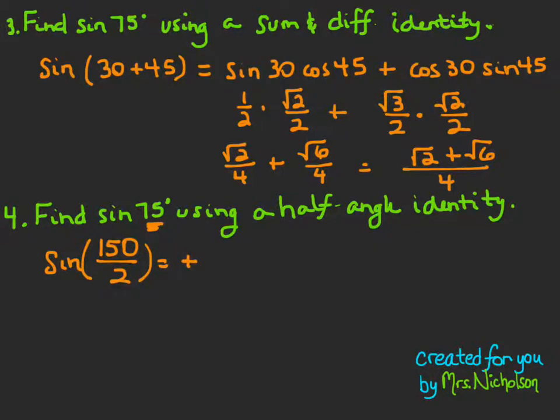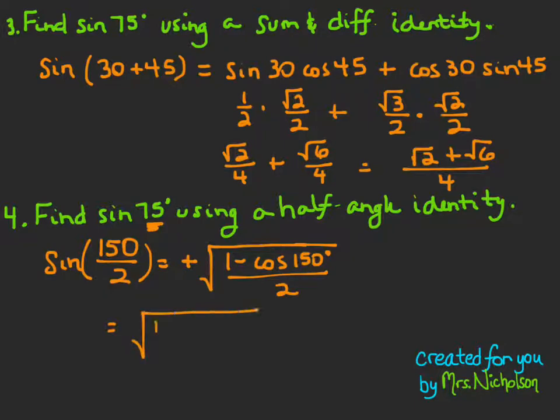I'm going to write a positive sign there just to show that we thought about that our answer is going to be positive. And then I'm going to use the identity. It's going to be the square root of 1 minus cosine of 150 degrees over 2. And that's going to be equal to 1 minus the cosine of 150, which is negative square root of 3 over 2, and that's all over 2.